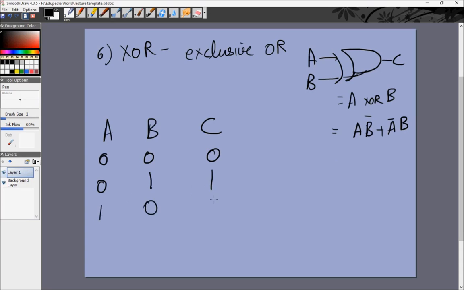Similarly, you can verify that this will be 1, and if you have both of them 1, then A and not B will be 1 and 0, which is 0, and this will be 0 and 1, which is 0, and 0 or 0 is 0. So if A and B are different, then it is equal to 1, and if A and B are the same, whether it's 0 or 1, then it is equal to 0.